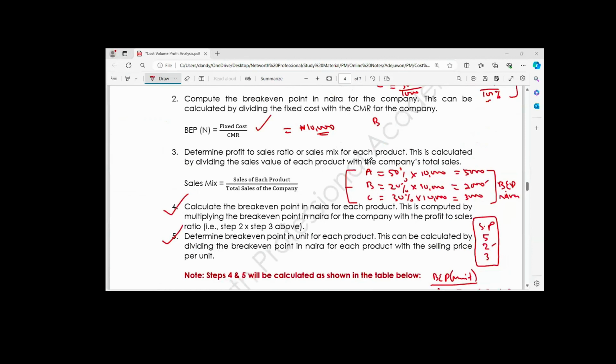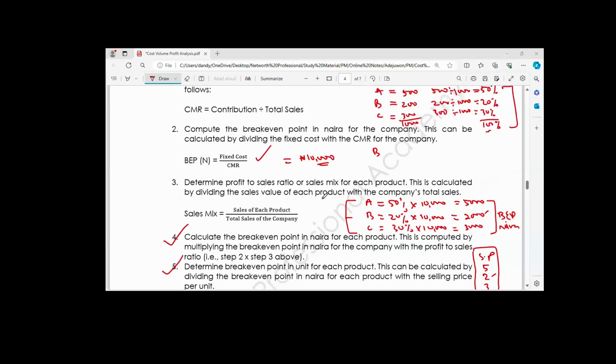It's different. Number 3 is just to get the sales mix, because when you want to calculate break-even points for a multi-product organization, not for a company that produces just one product. In the relevant formulas for calculating break-even, those formulas.